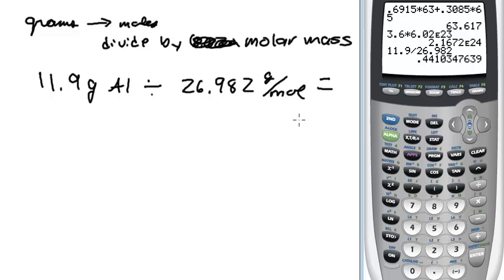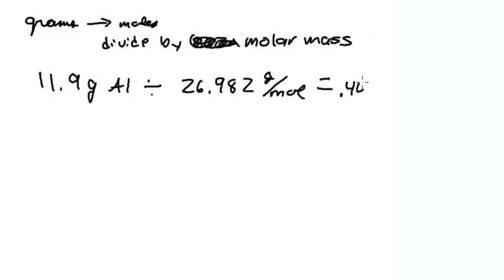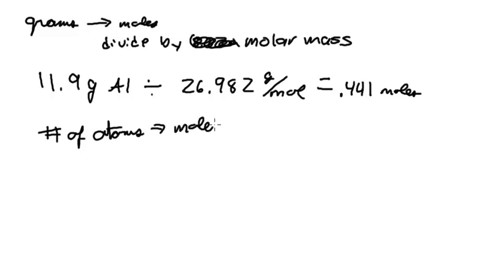So 0.441 moles. Okay, if I want to go from number of atoms to moles, I divide by Avogadro's number, 6.02 times 10 to the 23rd.